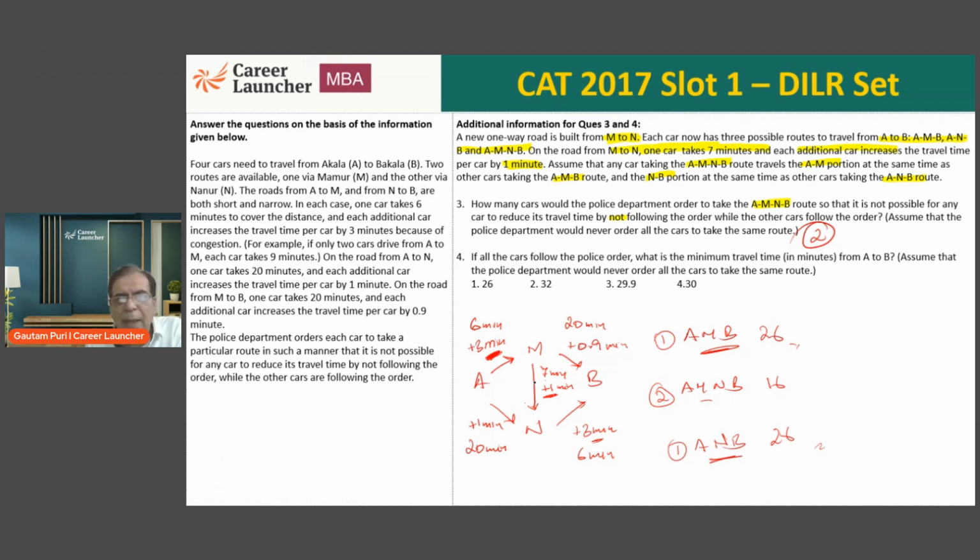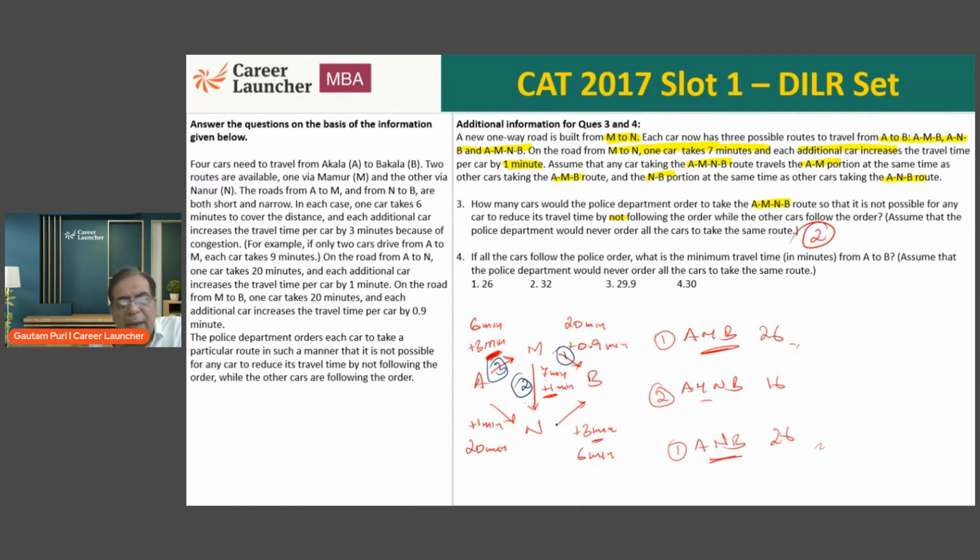Yeah. So A, M, and B, there have to be 2 cars. A, M, B has to be 1 car. That means across A, M, there should be 3 cars, because 1 car will go to A, M, B. 3 will start from A, M. 2 will get diverted towards M, and 1 will continue to M, B.